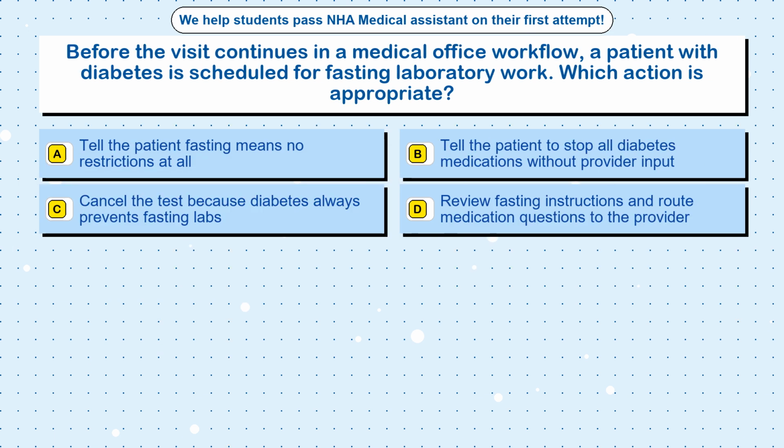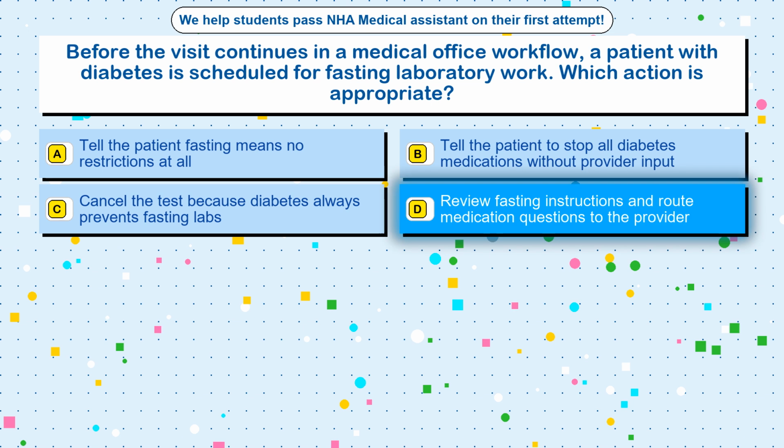Question 82. Before the visit continues in a medical office workflow, a patient with diabetes is scheduled for fasting laboratory work. Which action is appropriate? Option A. Tell the patient fasting means no restrictions at all. Option B. Tell the patient to stop all diabetes medications without provider input. Option C. Cancel the test because diabetes always prevents fasting labs. Option D. Review fasting instructions and route medication questions to the provider.